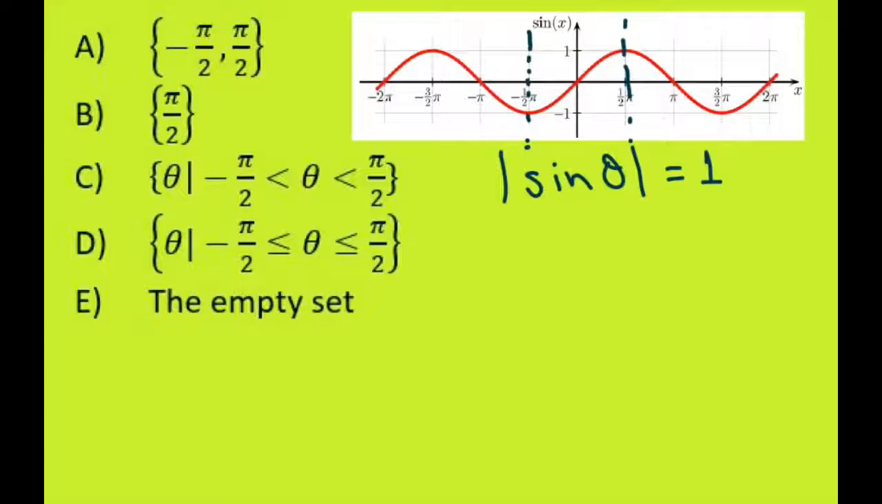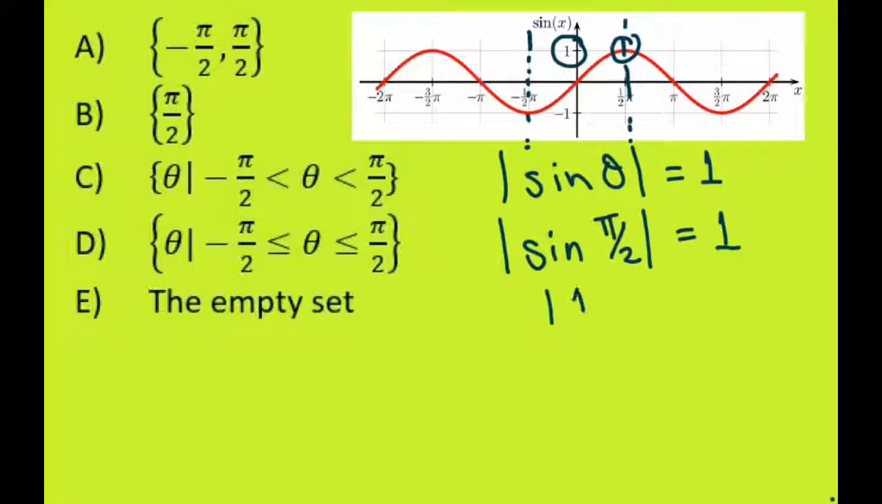Your first instinct might be that it's just going to be pi over 2 right here. But let's look at it. We know sine of pi over 2 is 1, so the absolute value of sine of pi over 2 equals 1. Or you could say the absolute value of 1 is 1.